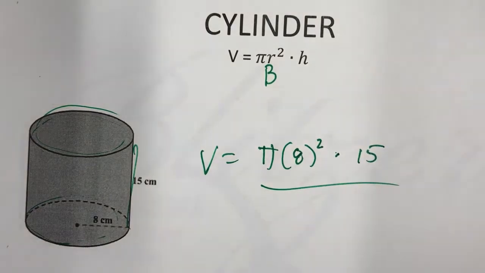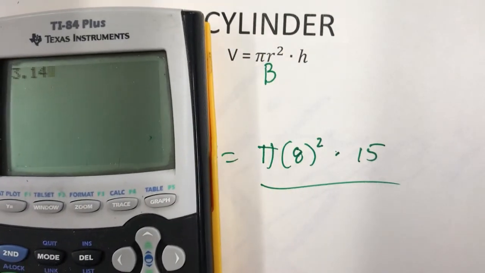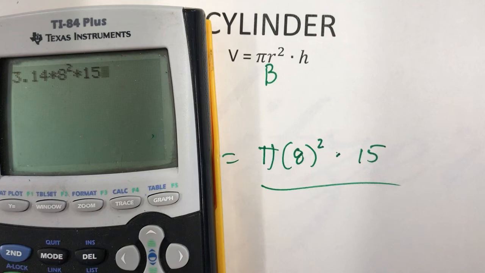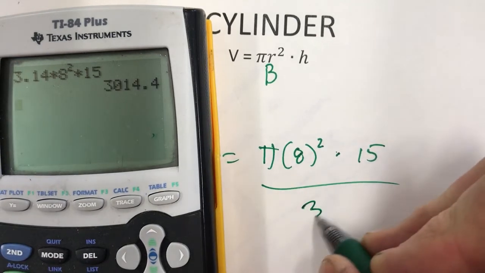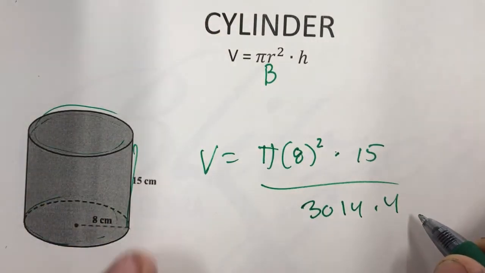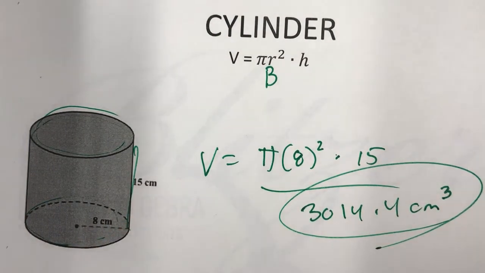So I just punch this in the calculator. Remember, pi is 3.14, so 3.14 times 8 squared, and then times 15. And that comes out to be 3,014.4. And this is in centimeters, so this is cubic centimeters to the third power.